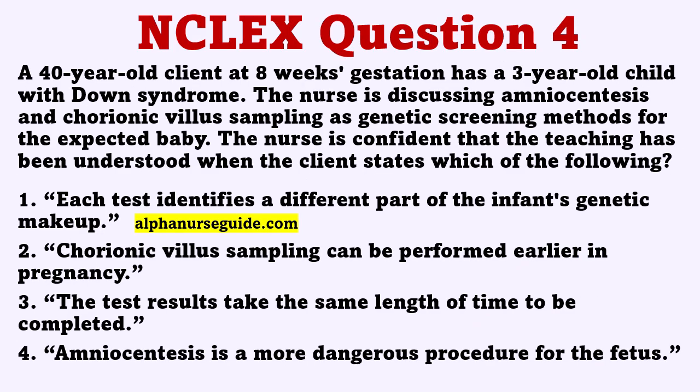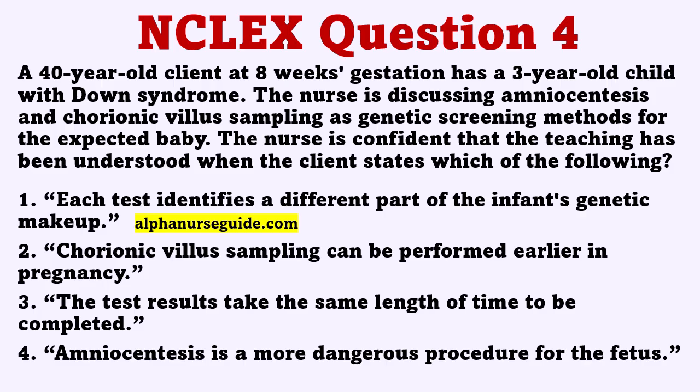A 40-year-old client at 8 weeks gestation has a 3-year-old child with Down syndrome. The nurse is discussing amniocentesis and chorionic villus sampling as genetic screening methods for the expected baby. The nurse is confident that the teaching has been understood when the client states which of the following? 1. Each test identifies a different part of the infant's genetic makeup. 2. Chorionic villus sampling can be performed earlier in pregnancy. 3. The test results take the same length of time to be completed. 4. Amniocentesis is a more dangerous procedure for the fetus.